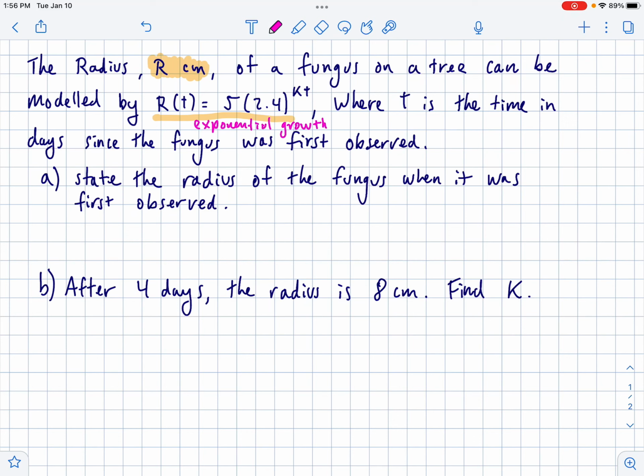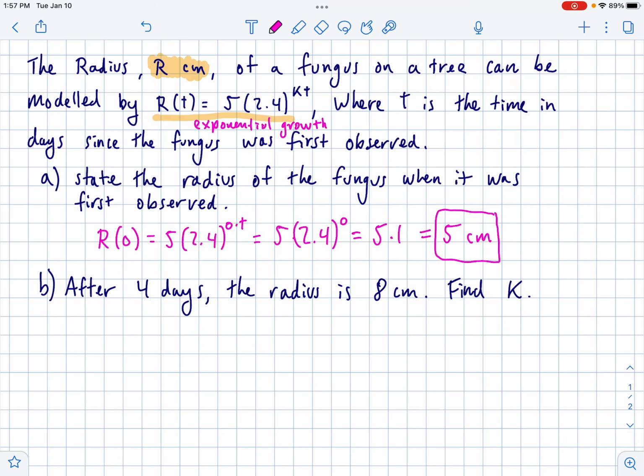State the radius of the fungus when it was first observed. So when it was first observed is when no time has passed. Time is in days here, so we're going to plug in 0 days and see what happens. So r of 0 is equal to 5 times 2.4 to the 0 times t. Now, 0 times t is just 0, so you get 5 times 2.4 to the power of 0, which is just 5 times 1, which is 5. So that means the fungus was 5 centimeters when time was equal to 0.